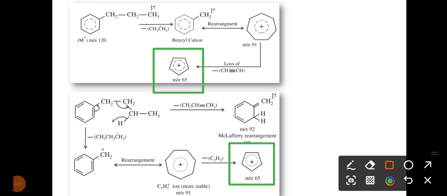Means in the second example also you can see here, the tropylium cation is also formed, and in this molecule gamma hydrogen is present. Means here McLafferty rearrangement is also possible, right? So in the second molecule two types of fragmentation are possible. First is the McLafferty rearrangement and the tropylium cation is also formed, right? So these are examples only for your practice. You have to remember what the McLafferty rearrangement is and what the tropylium cation is. These are very important in mass spectroscopy.